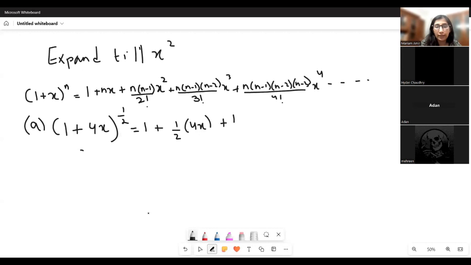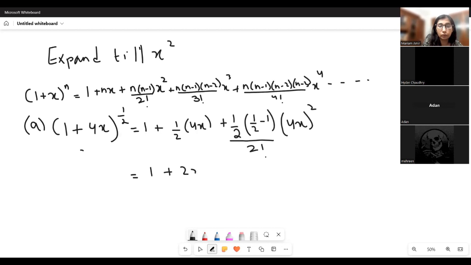Next term would be n, which is half, times n minus 1, which is half minus 1. Then we write 2 factorial, and then we write x square. X in this case is 4x whole square. This will give us the x square term. So we stop here. First term is 1.